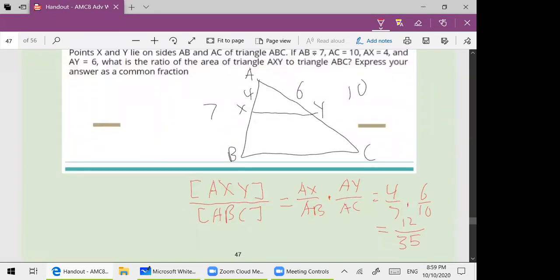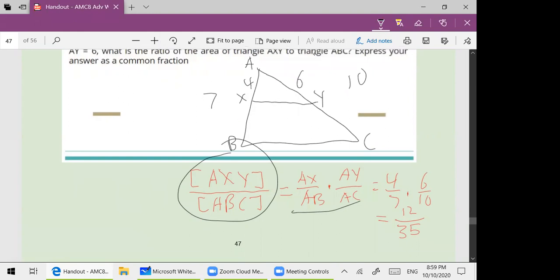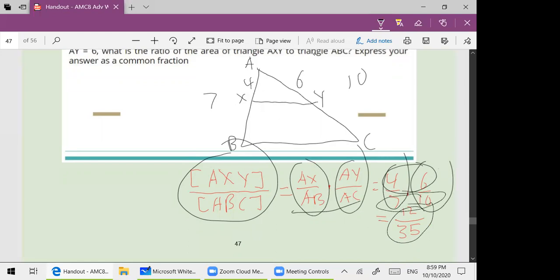Okay, so using the hint I gave earlier, this equals AX over AB times AY over AC, and this is pretty well known. You can easily prove this, but not in a very easy way synthetically. So AX over AB equals 4 over 7, and AY over AC is 6 over 10. And when you multiply these, you get 24 over 70, and that simplifies to 12 over 35.